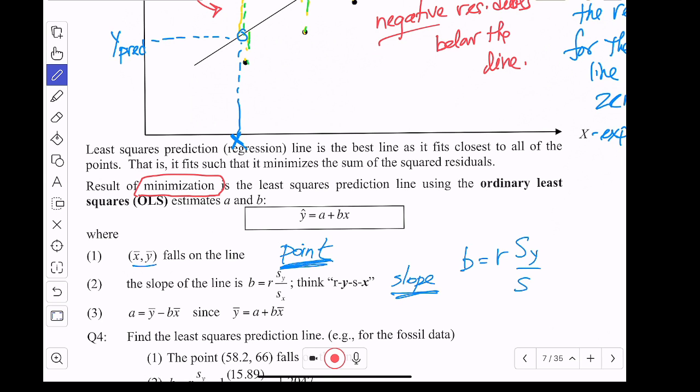This is the formula for the slope of the line. This is a result of performing the calculus minimization problem. To remember this, I teach students the mnemonic RISK. It's R times SY, the Y comes first, divided by SX. So you need to remember the basic pattern, that is R times the standard deviations, but to remember the order that Y is on top of X, I teach you this mnemonic.